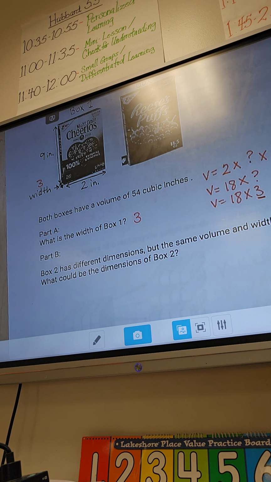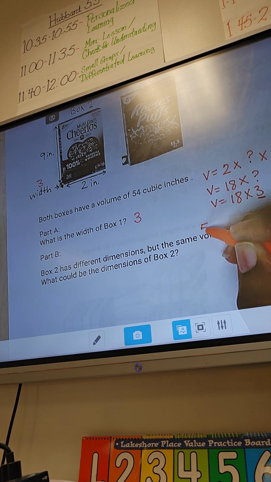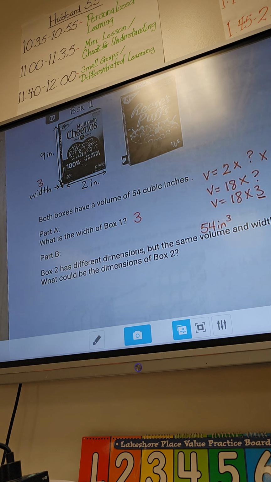All right, now for part B, sorry, that's why I'm confused. Part, not box. Part B. Box 2 has different dimensions, but the same volume. We know that the volume is what? 54 inches cubed. And we know that the width is 3 inches. Because they said to find it, we found it. What could be the dimensions of box 2?